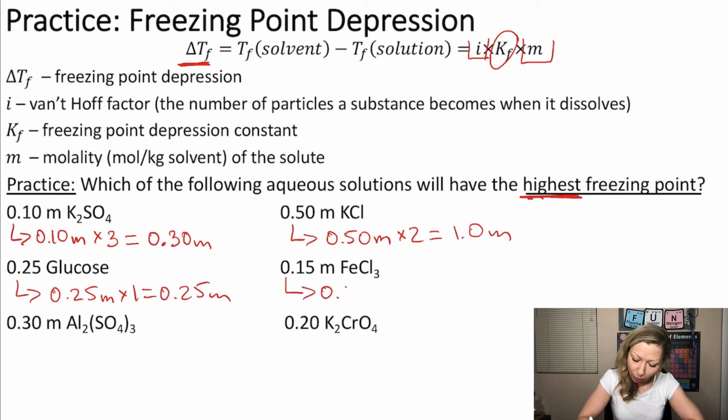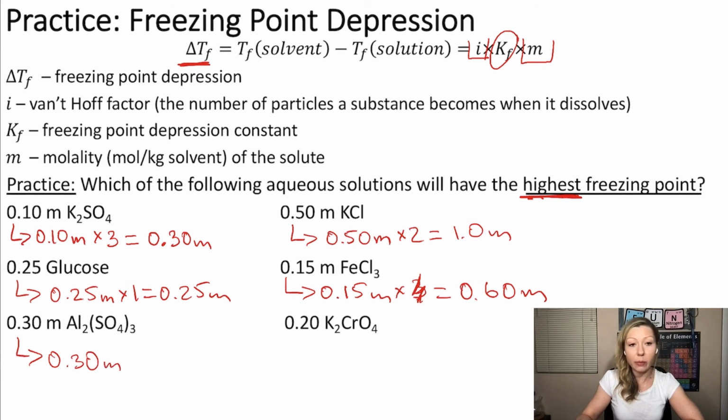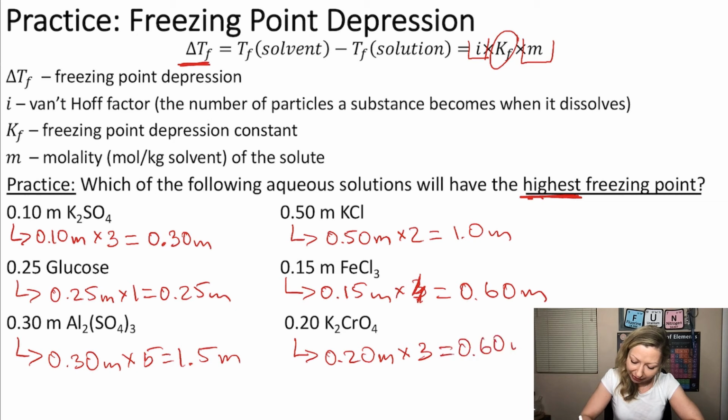Then we have a 0.15 mole iron 3 chloride solution. So that's multiplied by 4, right? So that is going to give us 0.60 mole. And then we have the 0.30 mole aluminum sulfate solution. We need to multiply that by 5. So we are going to get 1.5 mole. And here we are going to have a 0.20 mole potassium chromate solution. So we multiply that by 3. It's going to give us 0.60 mole.